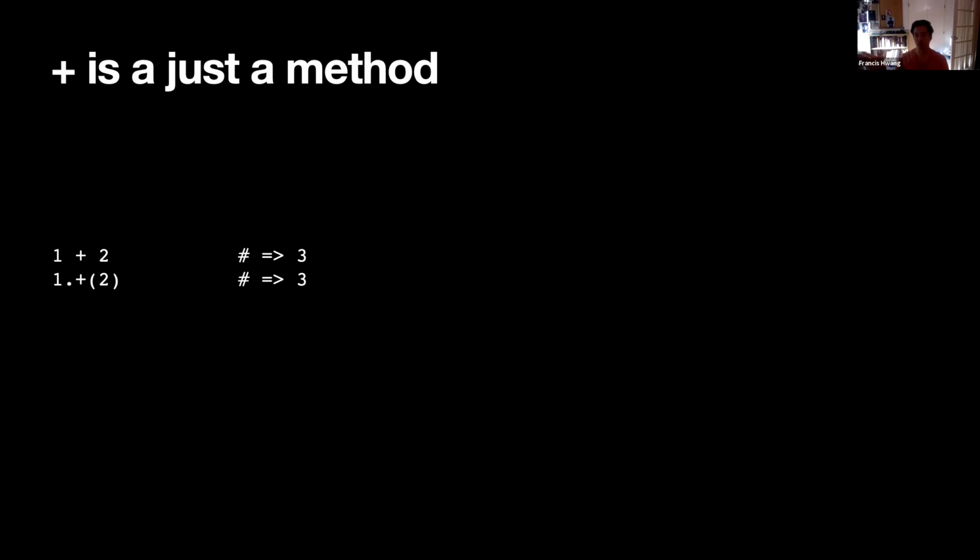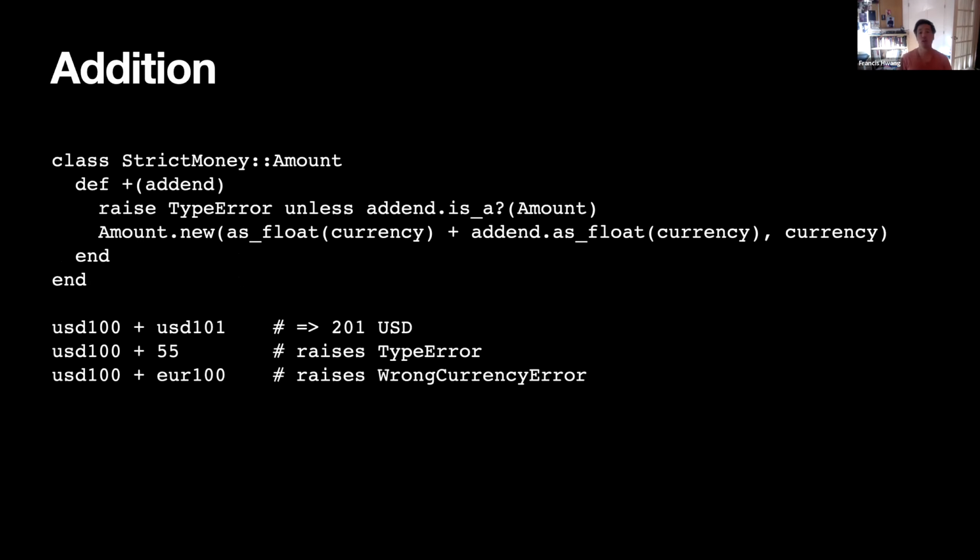Ruby parses space plus by looking for a method called plus on the object 1 and calling that. So you can define your own plus method, which doesn't come in handy all the time, but definitely comes in handy. This basically lets you add two money amounts together, right? So 100 USD plus 101 USD is 201 USD. If you try to add it to just an integer, it raises an exception. If you try to add a money amount of a different currency, it raises an exception. But as long as your currencies are lined up, you can do a lot of basic math.